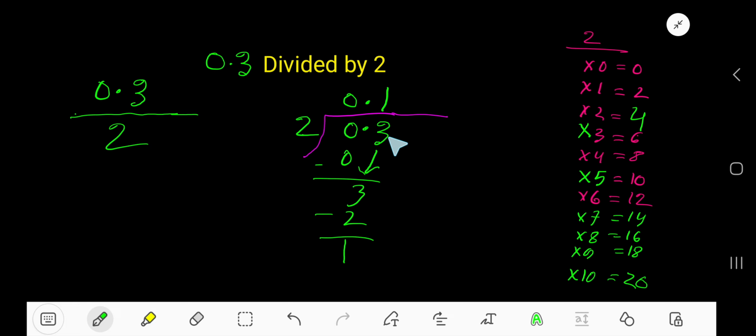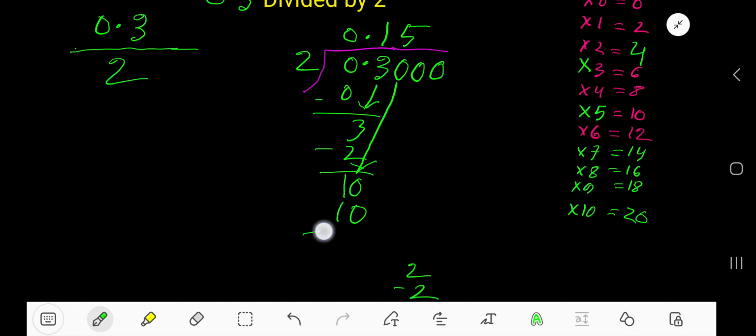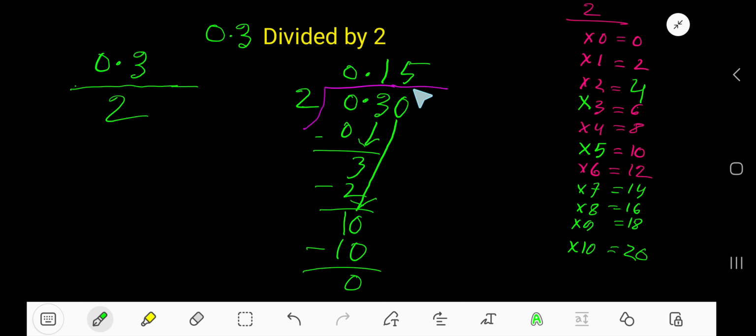To continue this process, since this is a decimal number, you can add any number of trailing zeros. So bring down this first 0. 2 goes into 10 how many times? Okay. 2 goes into 10, look, 5 times. Write 5. 5 times 2, 10. If you subtract, then you will get 0. So 0.15 is your answer.